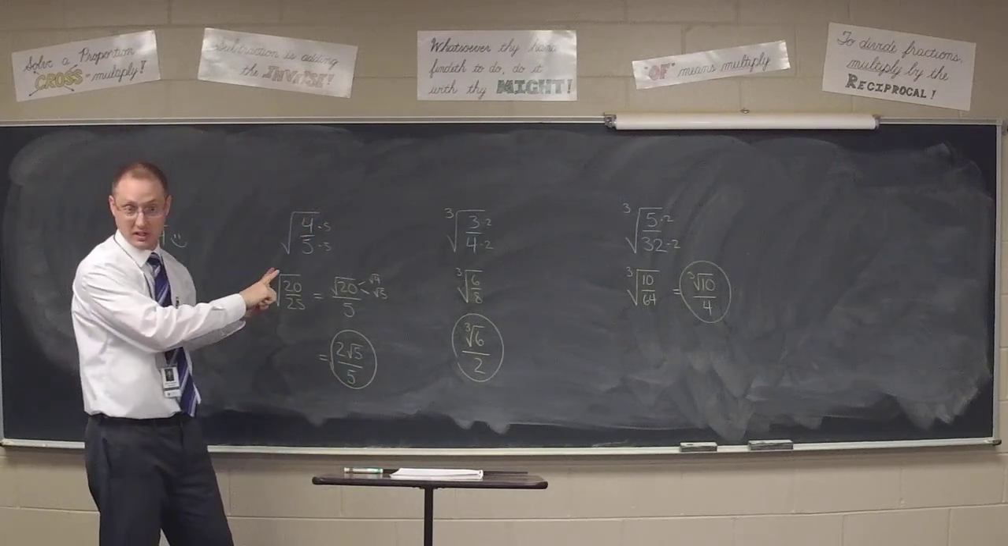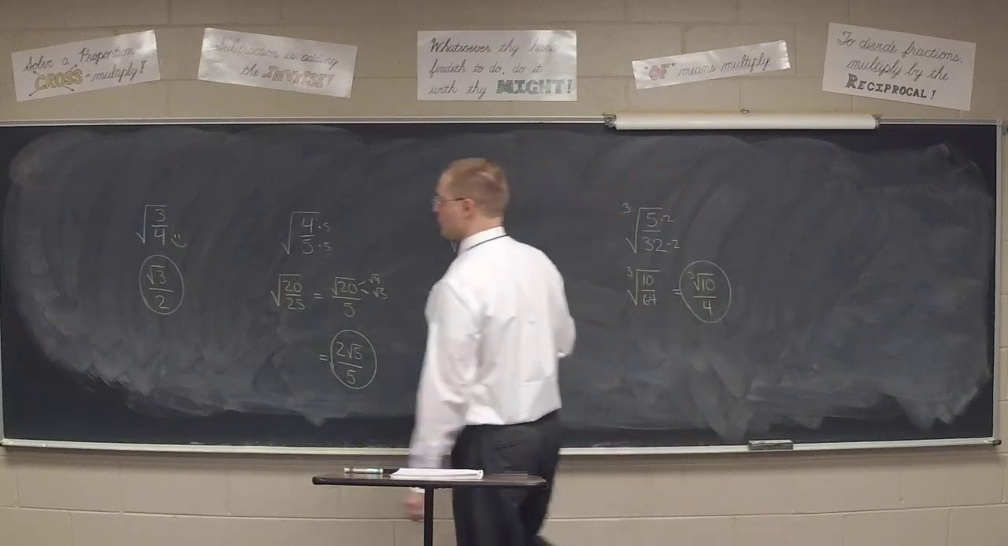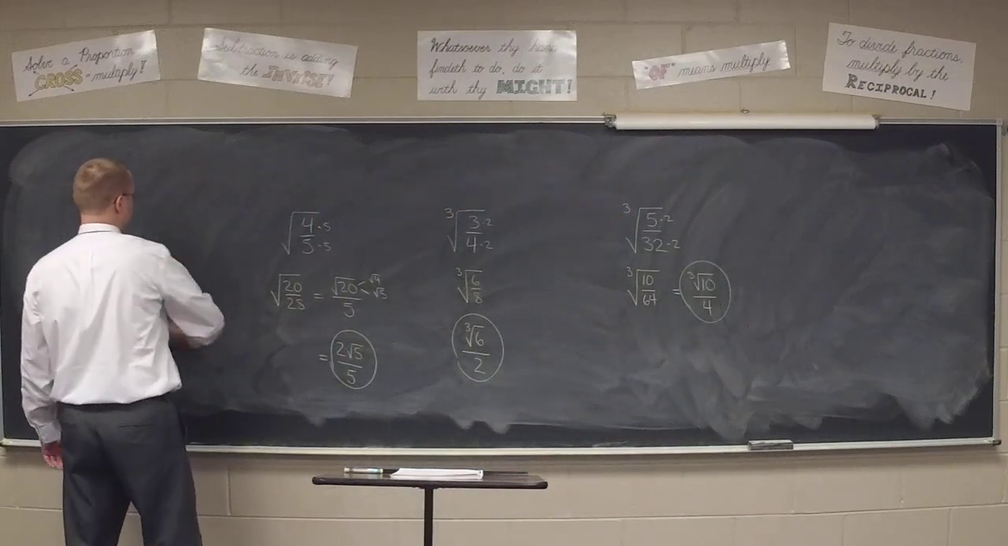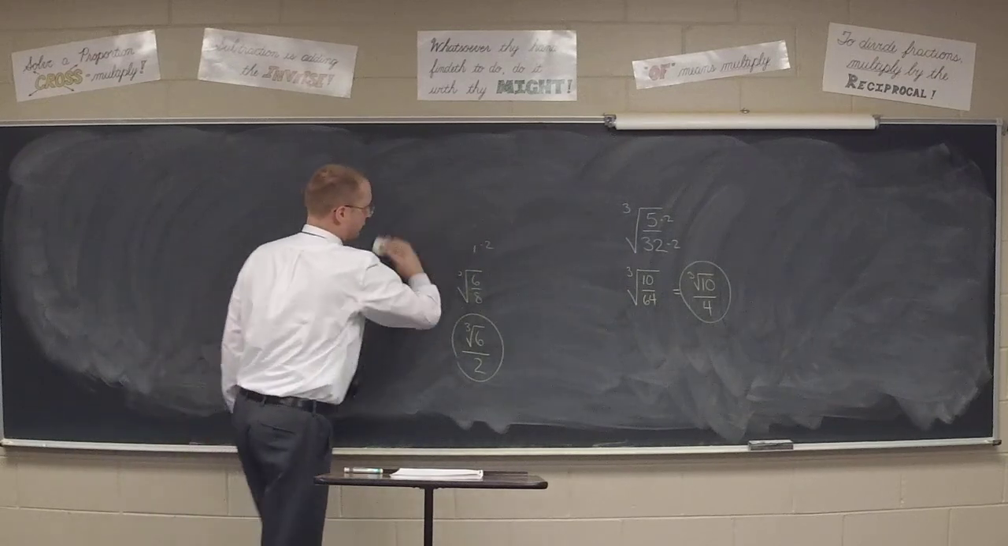Excellent. Questions on this? All right, in your notes, reducing radicals, part 3. Reducing radicals, part 3. And this, to me, is the easiest of the 3 levels.